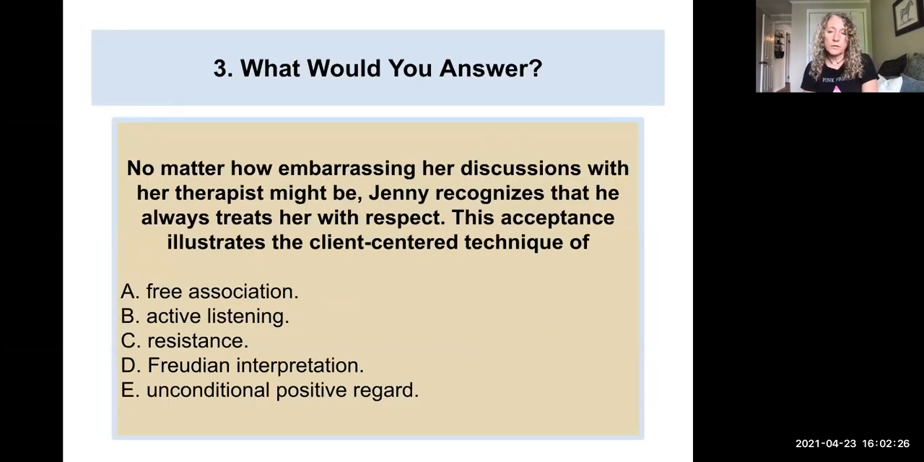No matter how embarrassing her discussions with her therapist might be, Jenny recognizes that he always treats her with respect. This acceptance illustrates the client-centered technique of... so remember, because it says acceptance, it's the unconditional positive regard, E.